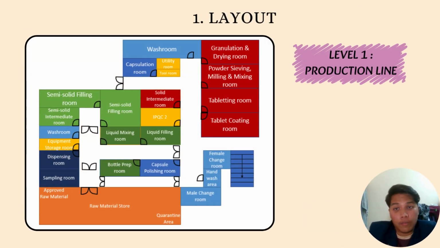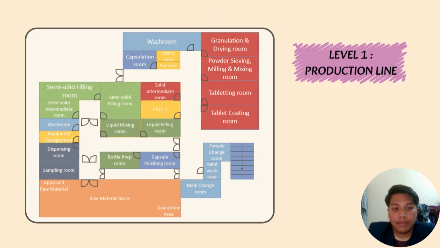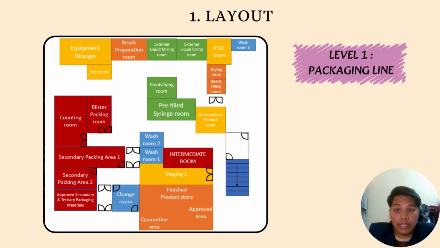So, in the ICOP pharmaceutical industry, there are two levels. Level 1 is more focused on the production line, which produces semi-solid, liquid, and also solid, which is capsule and tablet. But in this presentation, we will only focus on the tablet. And the second level is more focused on the packaging line, where the product will be packed into the box.